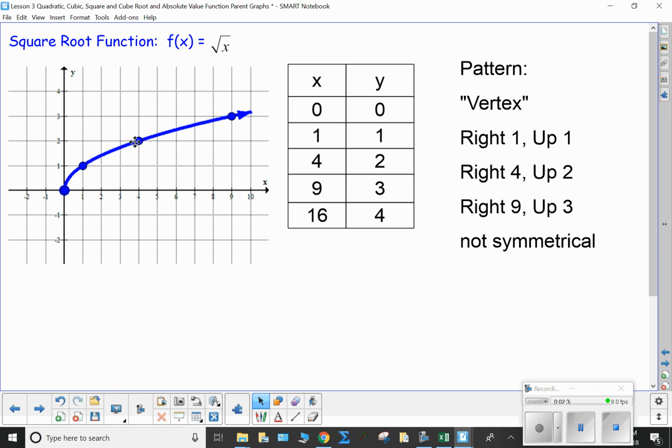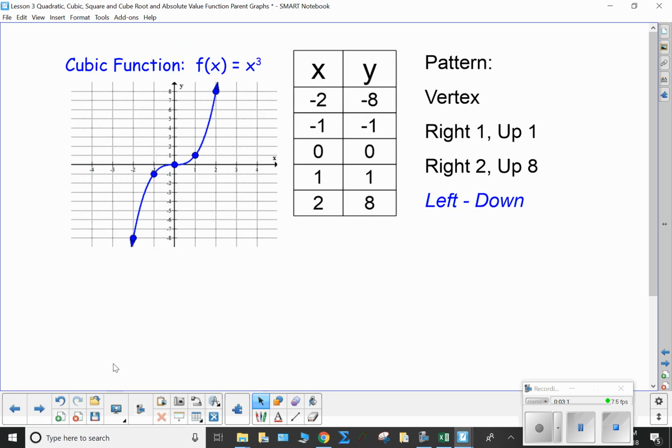The square root of 4 is 2. The square root of 9 is 3. So I'm going to use nice numbers to make my pattern. My pattern is the starting point, our quote-unquote vertex, right 1, up 1, right 4, up 2. Notice all of these are right 1, up 1. That's how you're going to figure out stretches and compresses. So the square root function looks a little bit different. It's not symmetrical like the absolute value and the squared or quadratic function.